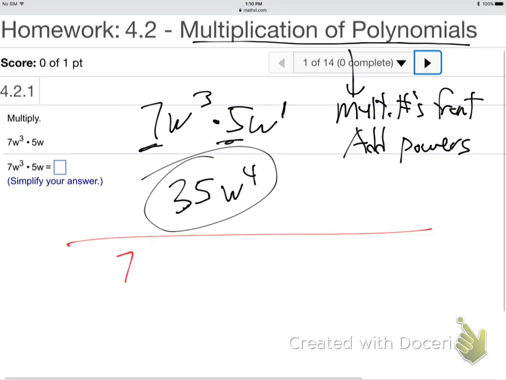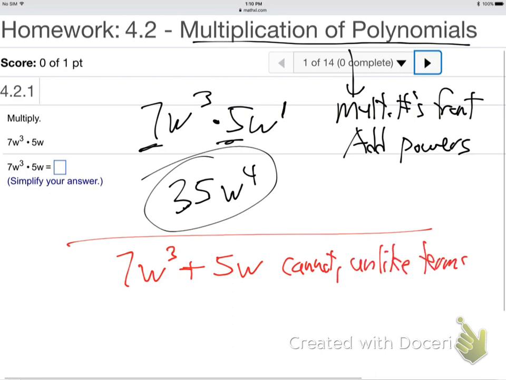What if instead of times, they had 7w cubed plus 5w? What if they were trying to add them instead of multiply them? What would we do? We'd do nothing. It'd be unlike terms. We just say you cannot, because they're unlike terms. So I just want to show both sets of rules, because there are always different rules for adding and subtracting than there are for multiplying or dividing.